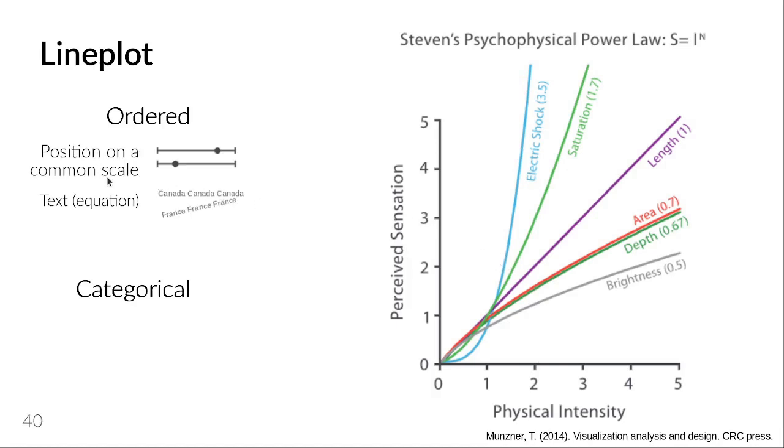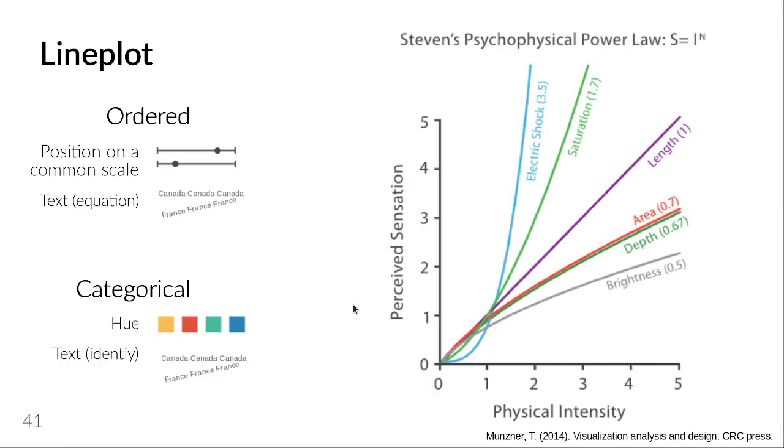Ordered values are encoded on a common scale by position. The common scales are the x-axis and the y-axis, and the values are encoded by their position on these two scales. But this kind of data is also redundantly encoded in text. Here we have a number for each line that corresponds to n in this equation, and that's a kind of redundant encoding because you can use that number to calculate these lines yourself. You can calculate the relationship between x and y based on the number.